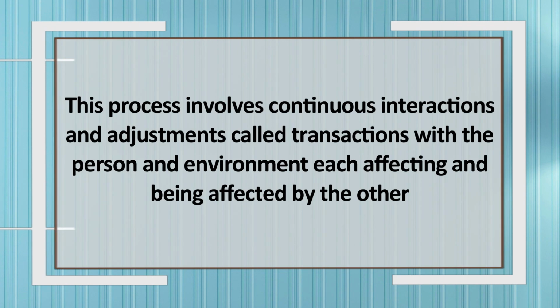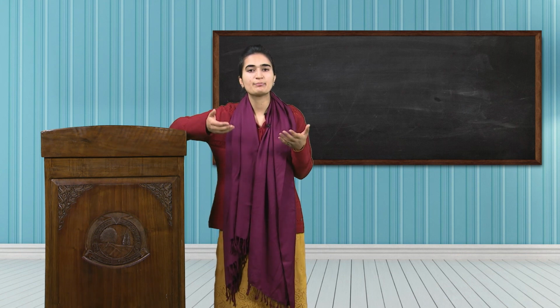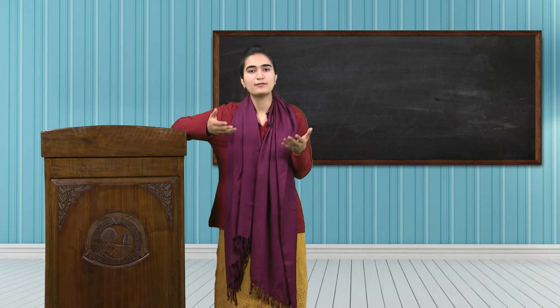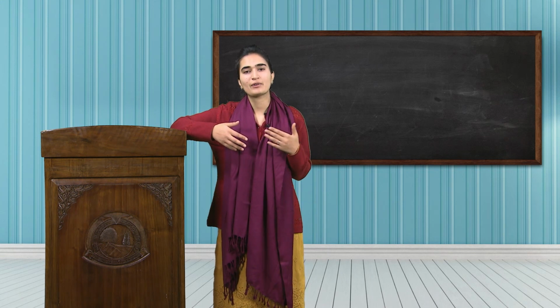The third approach describes stress as a process that includes stressors and strains, but adds an important dimension, the relationship between the person and the environment. This process involves continuous interactions and adjustments called transactions between the person and the environment, each affecting and being affected by the other. According to this view, stress is not just a stimulus or a response, but rather a process in which the person is an active agent who can influence the impact of a stressor through behavioral, cognitive, and emotional strategies.